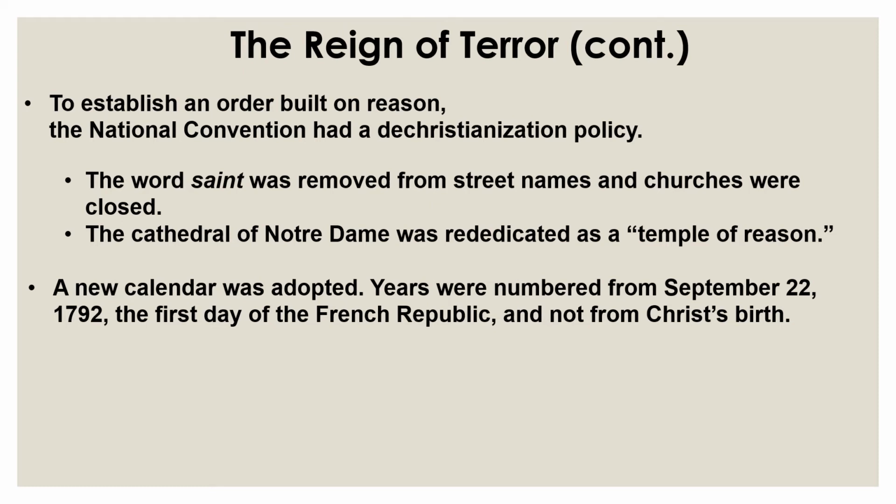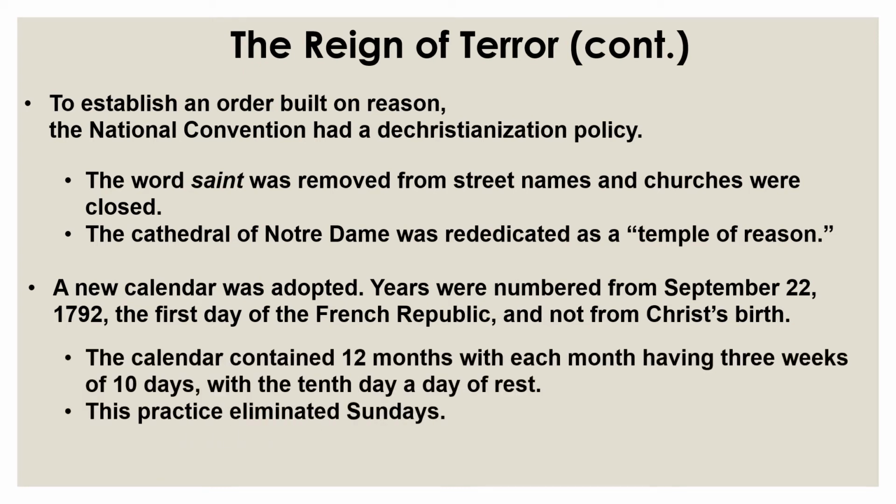Years were numbered starting from September 22nd, 1792, which was the first day of the French Republic, and not from Christ's birth. The calendar contained 12 months still, with each month having 3 weeks of 10 days, with a 10th day as a day of rest. This practice would eliminate Sundays that were, of course, associated with the Christian religion. So this was a way that the secular focus of the Enlightenment was taken to the extremes.